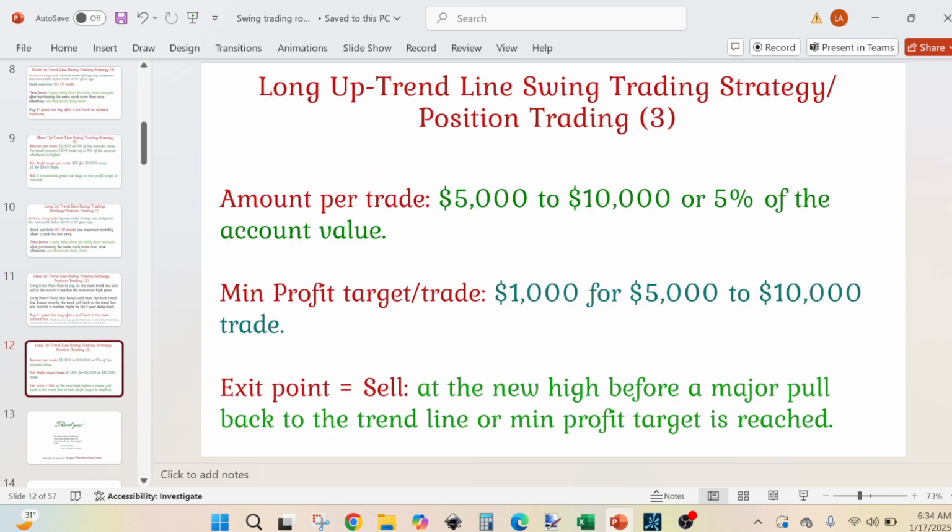And for that, because we are going to wait a while to buy and wait a while to sell, we are allocating 5% of the account value, or a higher amount per trade to buy, and we are targeting a higher profit to sell as well.